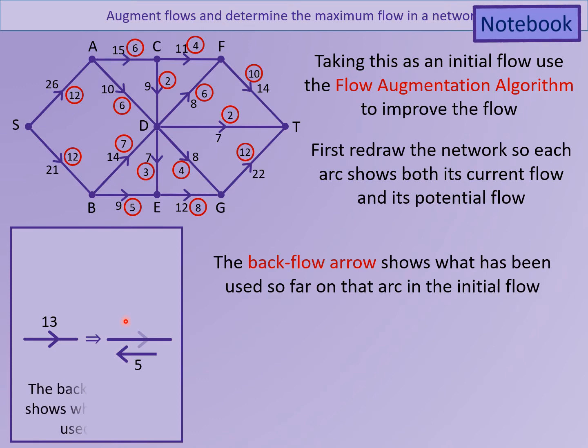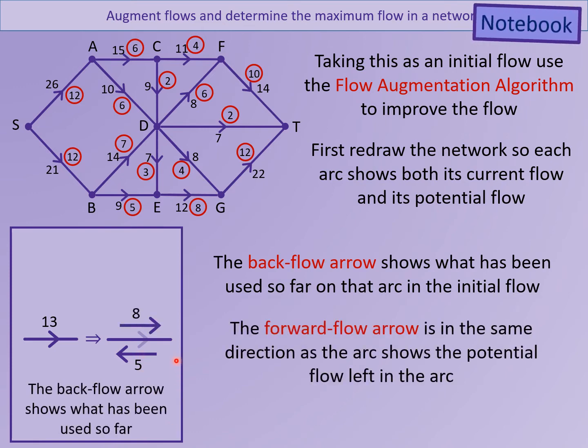Now the forward arrow, okay, so a forward arrow, just there, the forward flow arrow shows what is still remaining in the pipe. So we should have what's been used so far in our initial flow, and what is still remaining, what's still left over that I can still potentially flow through it. And we'll notice that when you put those two together, they should always equal the value of the actual pipe itself.